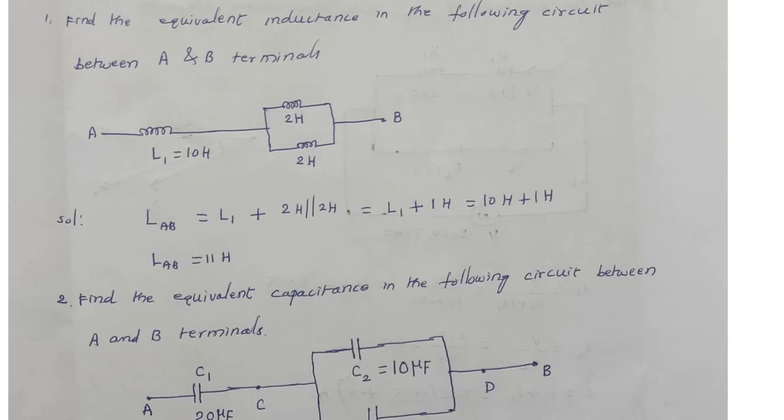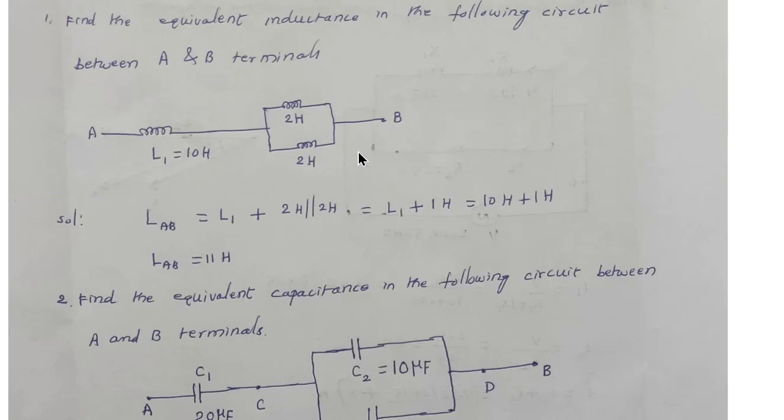Let us see a problem like this. Here, find the equivalent inductance between terminals A and B. So look at this. Here we have an inductance L1 of 10 henries. Here we have the two inductors of 2 henries in parallel like this.